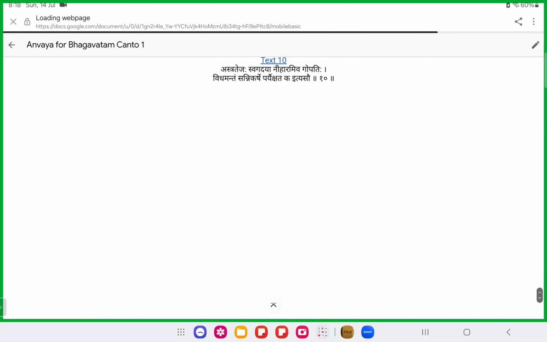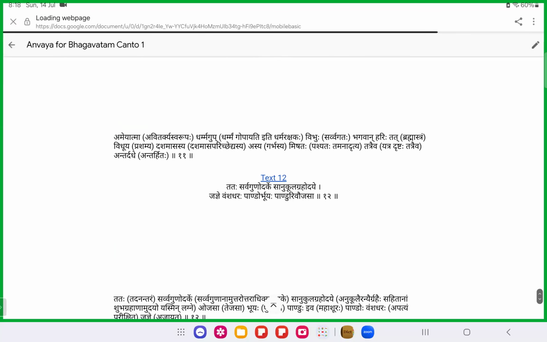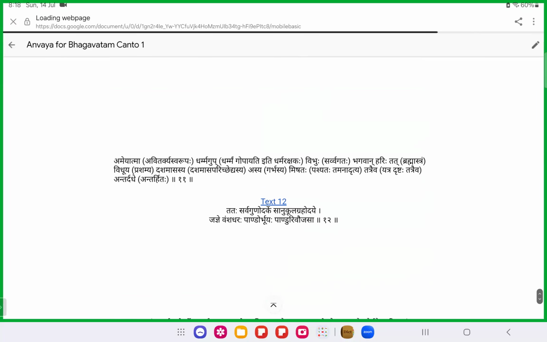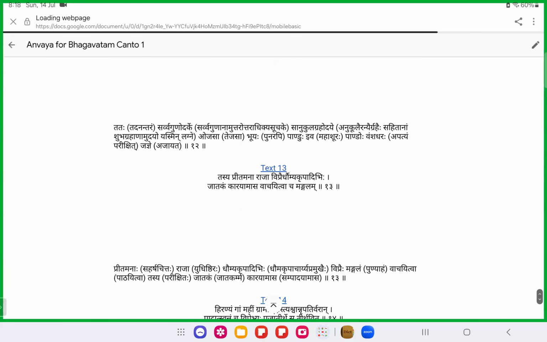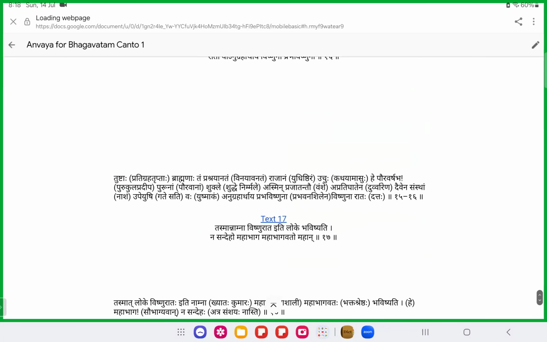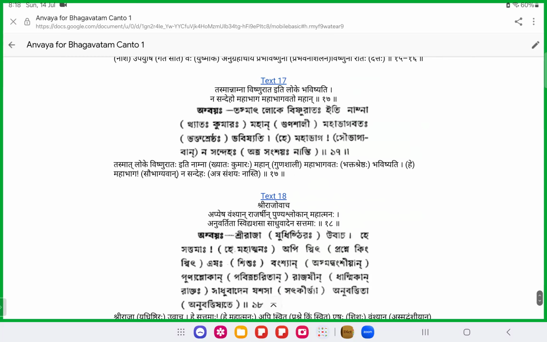So, Canto 1, Chapter 12. Chapter 12 or 11? 12, 12. And the text is, wait, 17th.